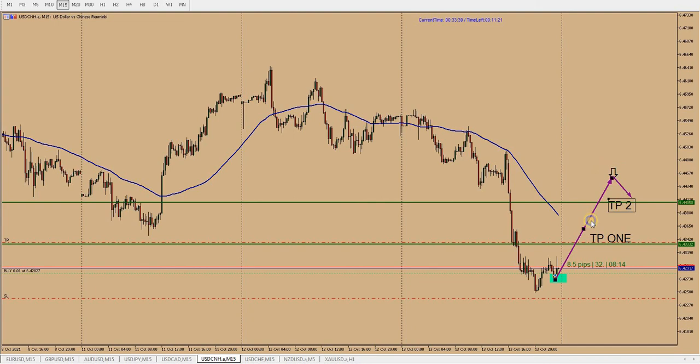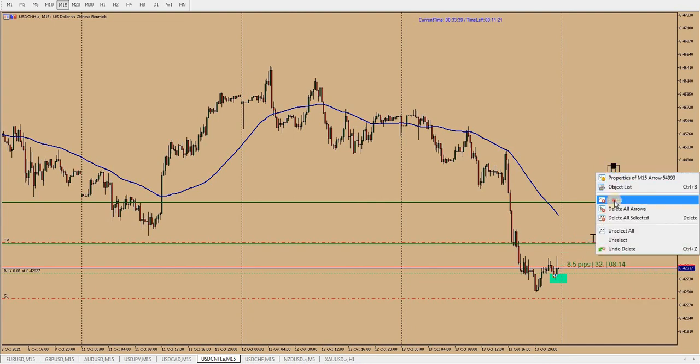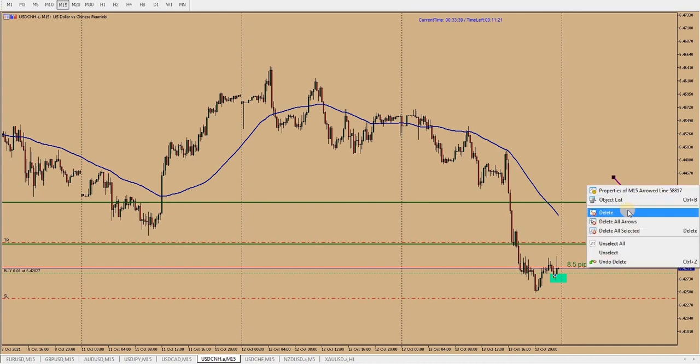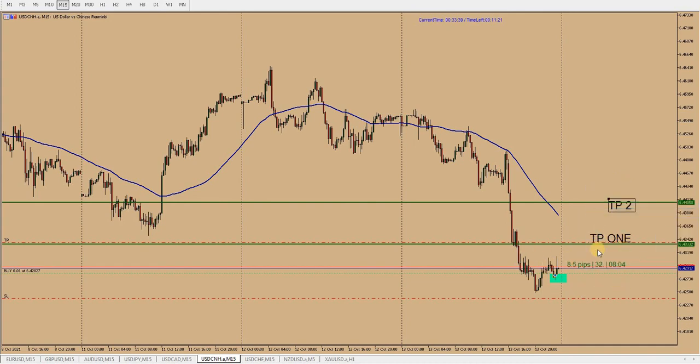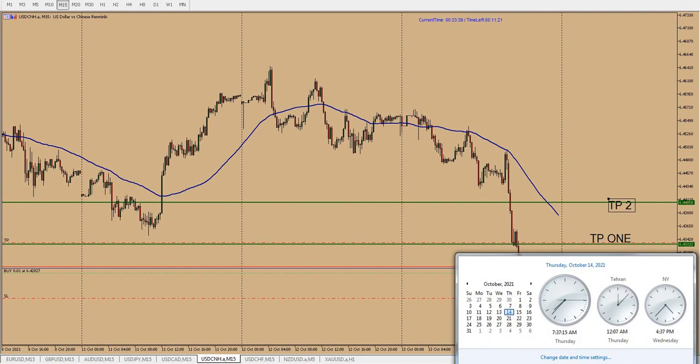I'm going to delete all these lines to make the chart clear to see what's going on. Those markups were just a snapshot that I put in the Telegram group, and we entered the market. Now the time is 7:37.